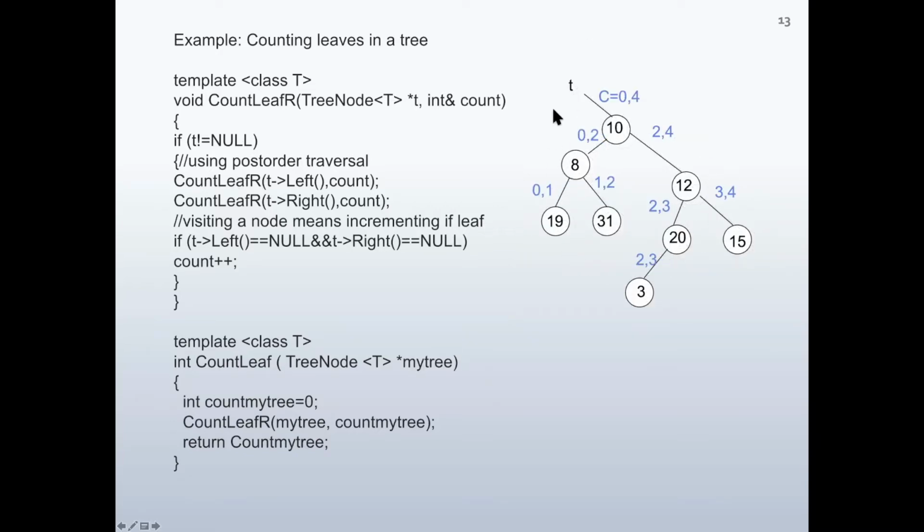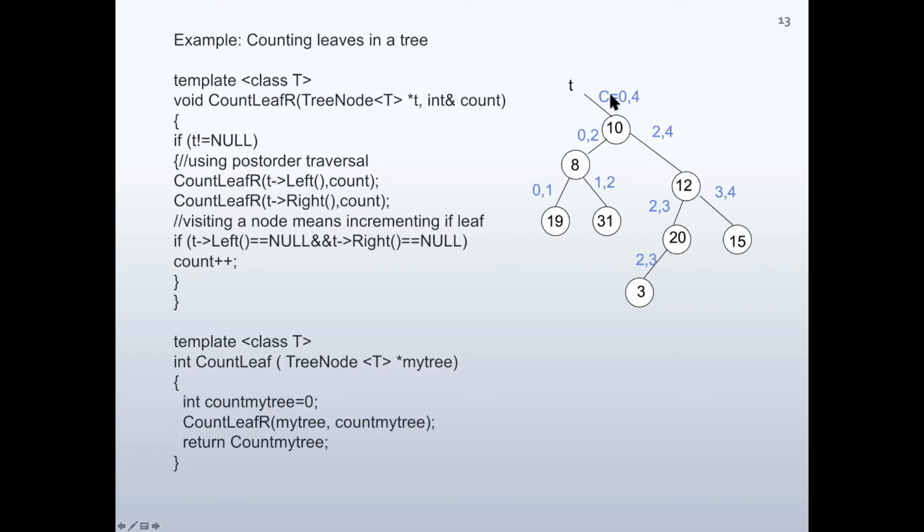Now on this example tree, we are going to execute the code to see what happens while the code is executed. There is a call to countLeaf with the pointer T given here. It points to the root of the tree. Inside the function countLeaf, countMyTree is set to 0, and then countLeafR is called using arguments myTree and countMyTree. So here T is the pointer pointing to the root, and count is 0.